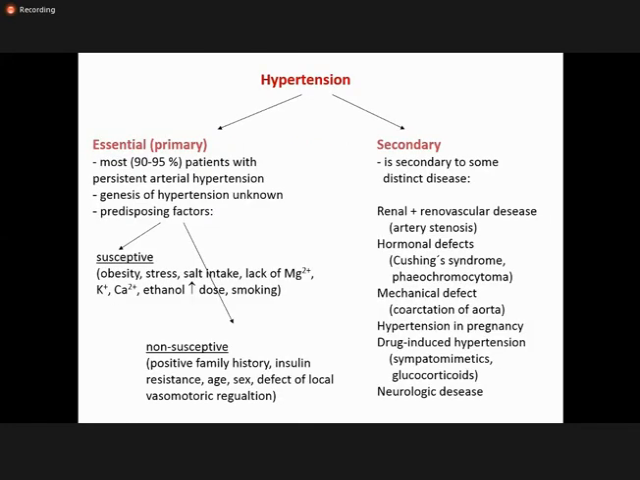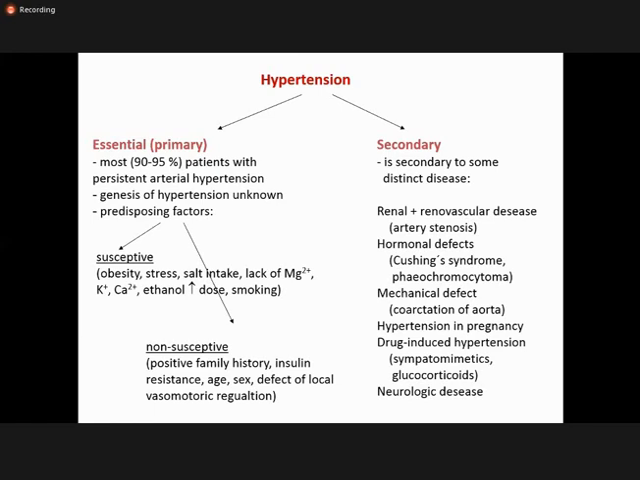In hypertension, there are two major types: essential hypertension, also called primary hypertension, and secondary hypertension. In more than 90 to 95% of patients with persistent arterial hypertension, we don't know the etiology clearly. The genesis of hypertension is unknown. Predisposing factors that we suspect may be obesity, stress, salt intake, and smoking, and non-suspected ones like positive family history, insulin resistance, age, sex, and defect of local vasomotor regulation.